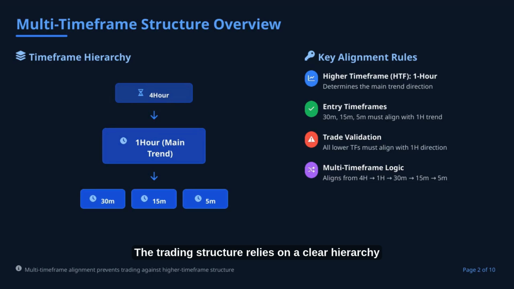The trading structure relies on a clear hierarchy of timeframes, starting from the 4-hour chart down to the 5-minute chart. The main trend is determined by the 1-hour timeframe, which sets the overall direction we follow. For entries, the 30-minute, 15-minute, and 5-minute charts need to align with the 1-hour trend to confirm the setup. It's important that all lower timeframes move in agreement with the 1-hour direction to validate the trade. This alignment flows logically from the 4-hour to the 1-hour and then progresses through the smaller intervals, ensuring that we avoid trading against the established higher timeframe structure. This approach helps to keep trades consistent with the bigger picture and reduces risk from conflicting signals.